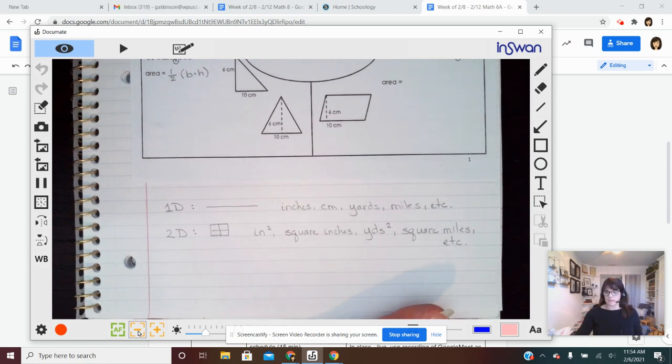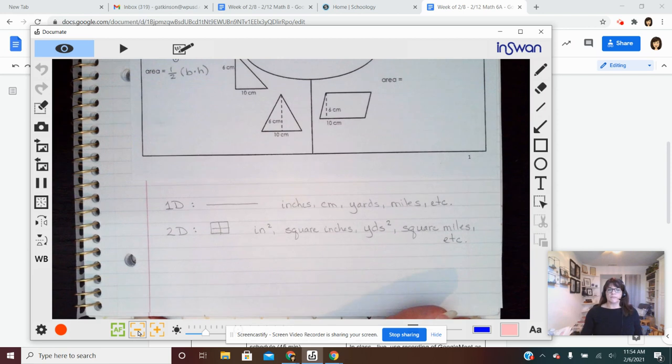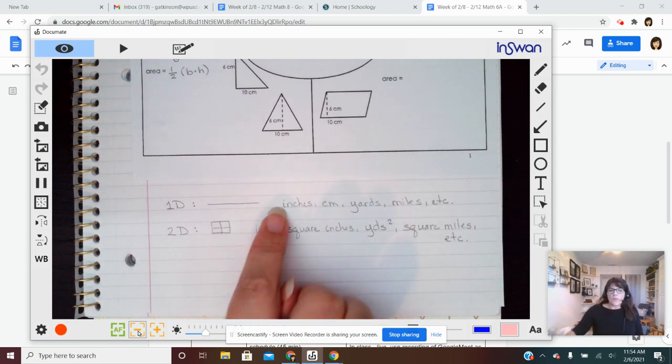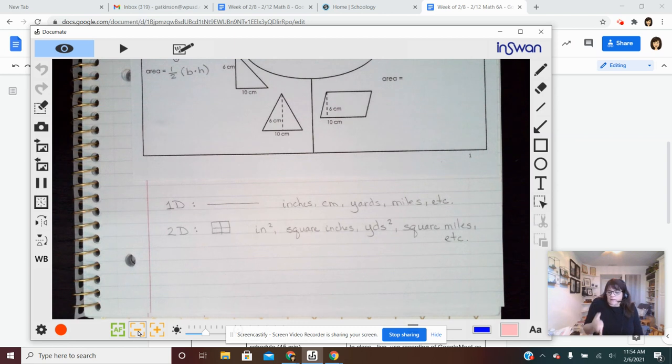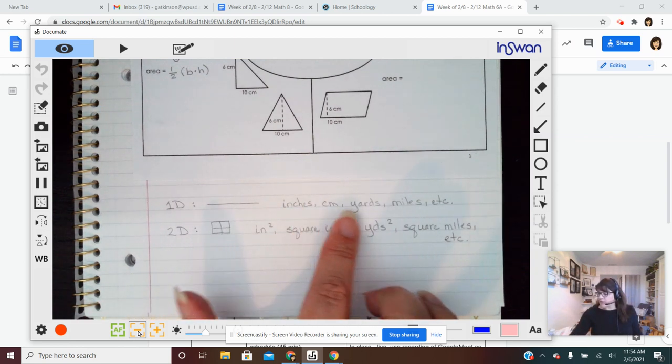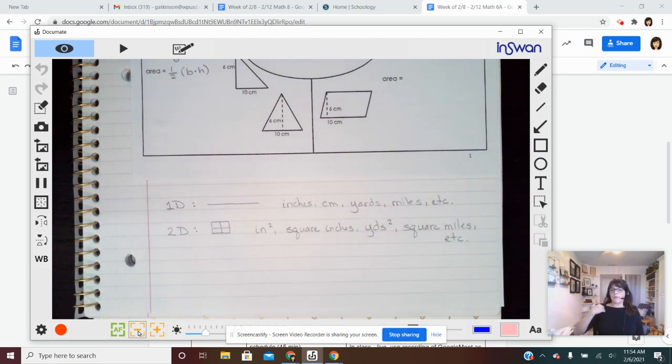Okay, one of the things I also want you to understand, this is very important. Please write this down. 1D, one-dimensional. Think of the thinnest little spider web you could think of. One line, one little nothing. We measure that in inches, centimeters, yards, miles. That's how we measure distance. It's how we measure perimeter, which we're not doing right now. It's how we measure height. How tall are you?